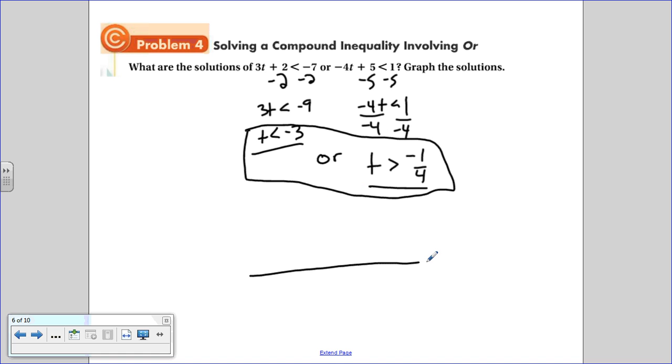And then graphing them, there's 0, there's -2, there's -4, less than -3. So we're going to say here's -3 going this way. And -1/4 is about right here. And it's greater than, so it's going this way. So they are two very separate.